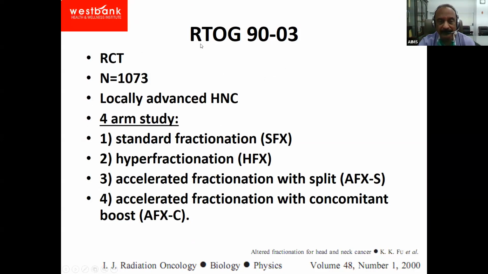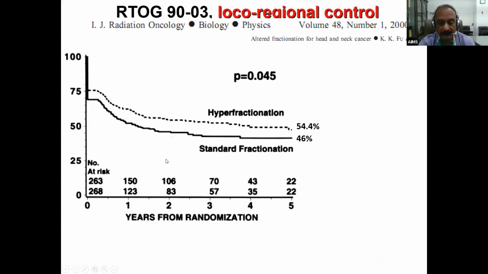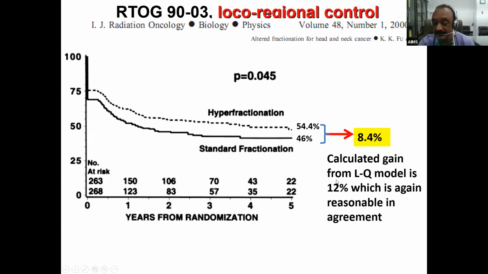Another validation by RTOG 9003 trial. These are the 4 arms: standard fractionation, hyperfractionation, split course, and concomitant boost. Now, I will just focus on these 2, standard and hyperfractionation. Look at the outcome. There was 8.4% improvement in local control, and how much did we calculate? 12%. So I can say reasonably good agreement with the calculated one from the linear quadratic model. And again, my trust in the linear quadratic model increases.